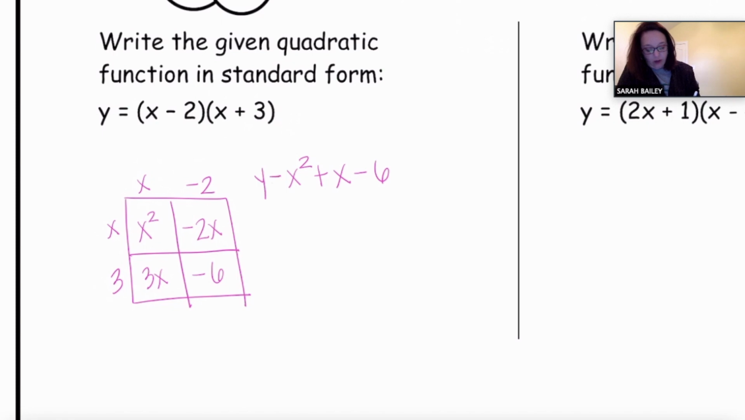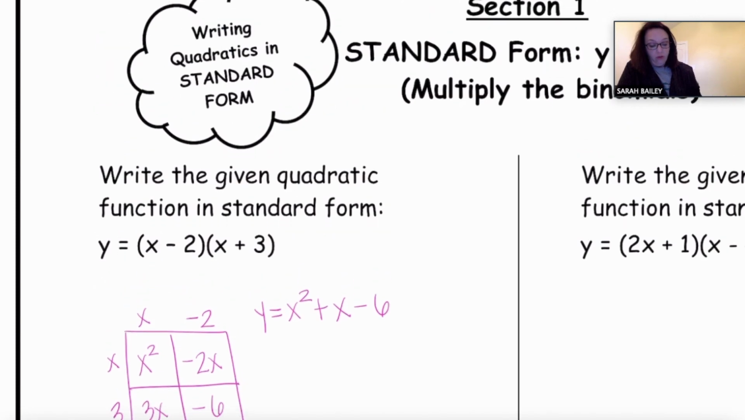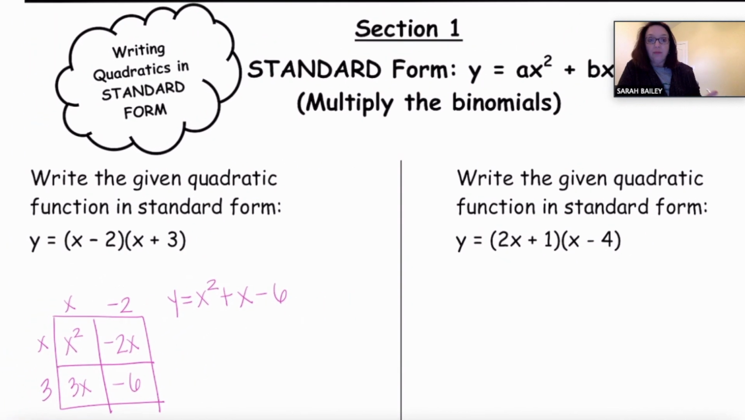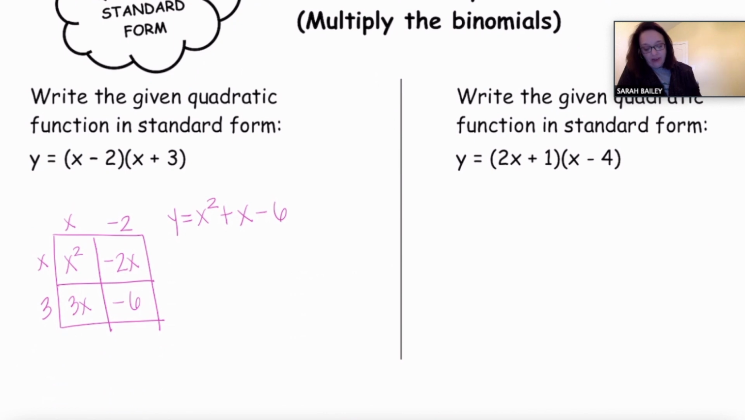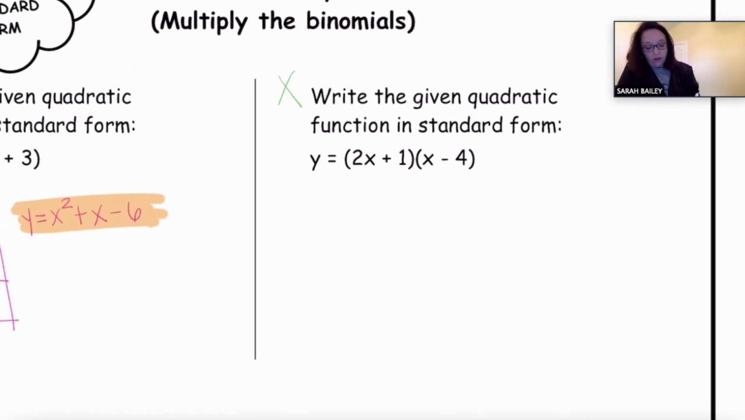And that's going to be y equals. Now I'm going to look, is this in standard form? Does this follow the form up top, ax squared plus bx plus c? It does. So I'm going to go ahead and highlight that. It'll be y equals x squared plus x minus 6. All right, guys, now it's going to be your turn. So now I want you to pause the video and try this one on your own.